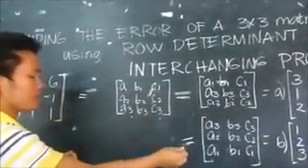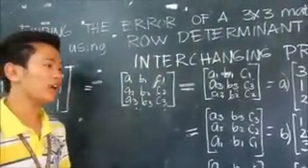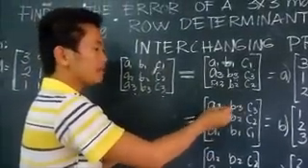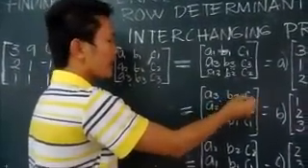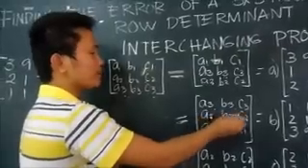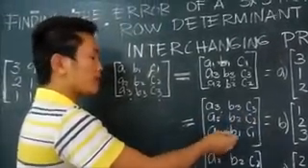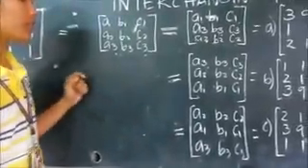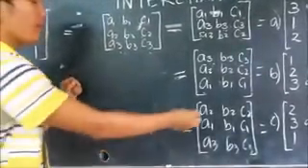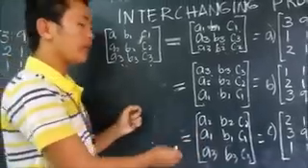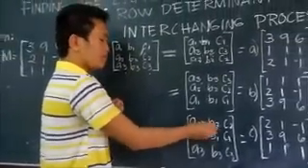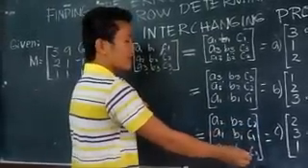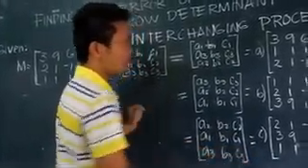Another process is by interchanging the first row and the third row. And we have the result of A sub 3, B sub 3, and C sub 3, A sub 2, B sub 2, C sub 2, A sub 1, B sub 1, and C sub 1. And the third pattern is interchanging the first and the second row. And we have the result of A sub 2, B sub 2, C sub 2, A sub 1, B sub 1, C sub 1, A sub 3, B sub 3, and C sub 3.